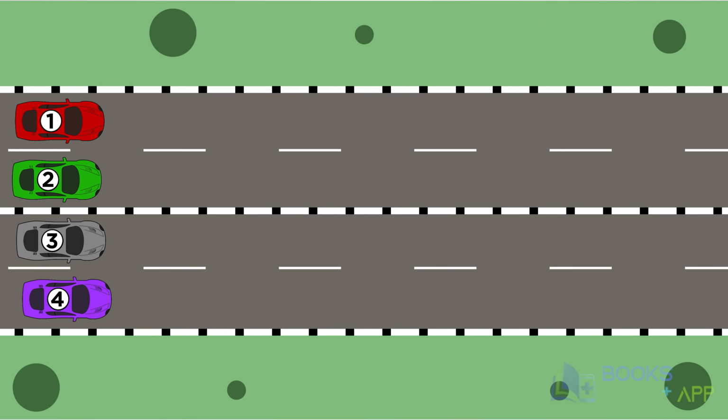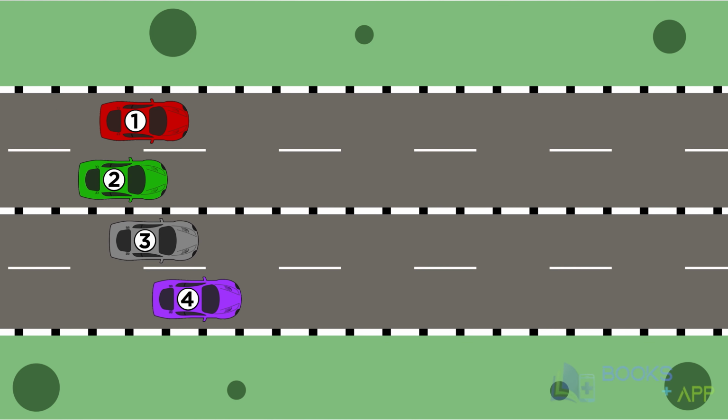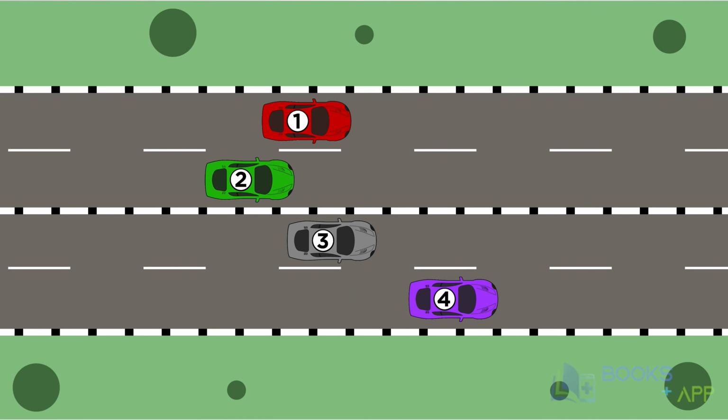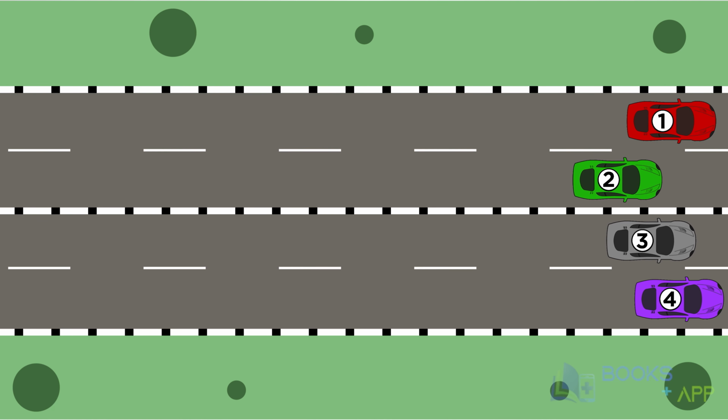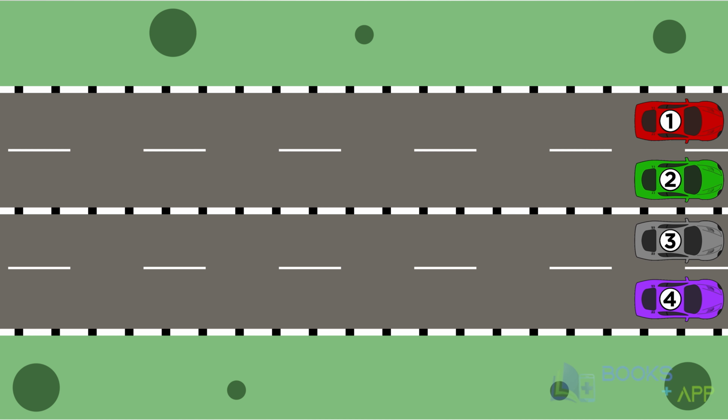Let us look at one example. Here some vehicles are moving on the road. Can you tell me which one is moving the fastest of all? Yes, car number 4 moves the fastest. Now, which one is moving the slowest? Yes, it is car number 2.